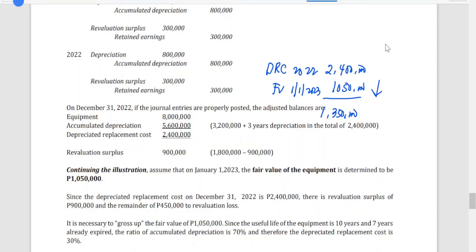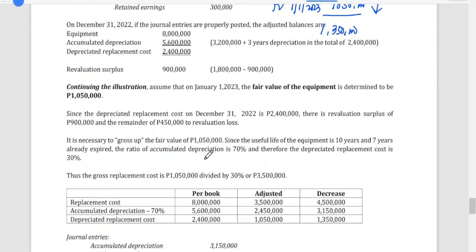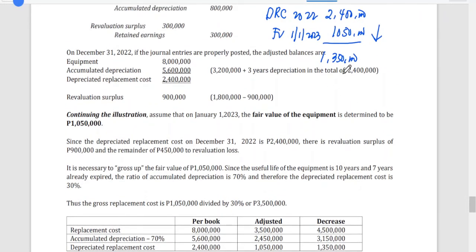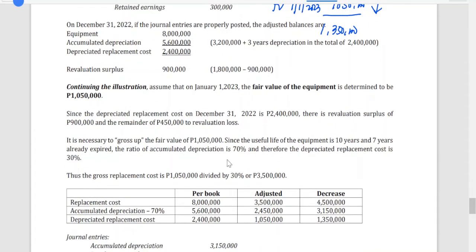Remember, the revaluation surplus arises when the value increased. That's why it's a surplus. So, if the value decreased, then we need a reversal. But how much are we going to reverse? You need to compute how much would be the corresponding replacement cost based on the 1,050,000 fair value, or 1,050,000 depreciated replacement cost. So, we gross up again. The 1,050,000 is the depreciated replacement cost, and then we gross up to find how much should be the replacement cost and how much should be the accumulated depreciation.